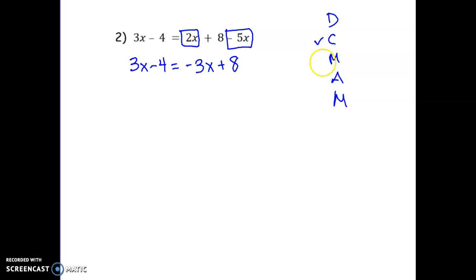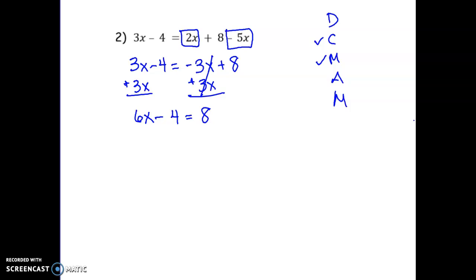Okay, so now I want to move my variable to the other side, and I'm going to do that if I've got it. I like my variables to be on the left, but it's a preference. I'm going to add 3x to both sides, because negative 3x and positive 3x will be 0x, so that will get it moved over. Additive inverse will cancel that out, so we're left with 6x, because 3 plus 3 is 6, minus 4 is equal to 8.